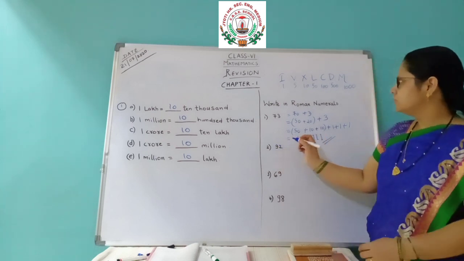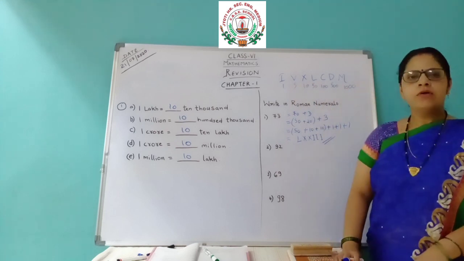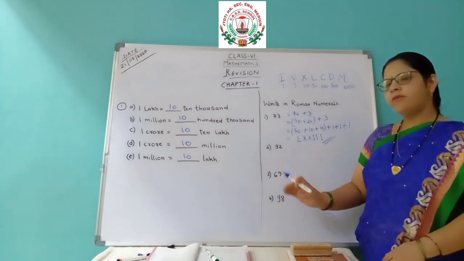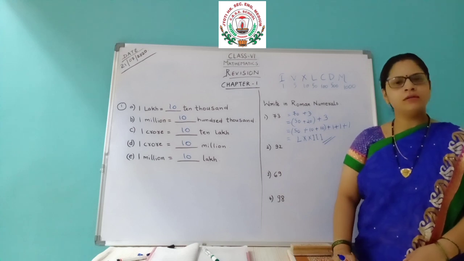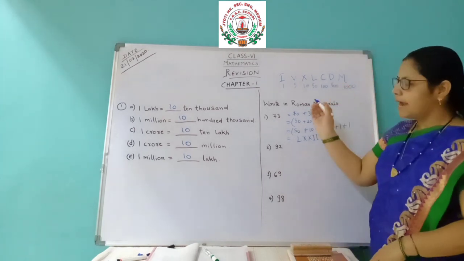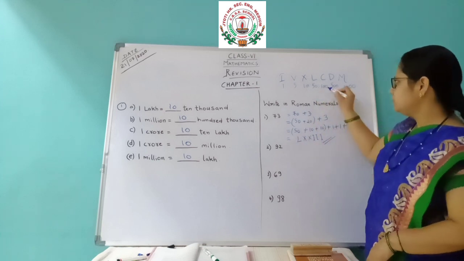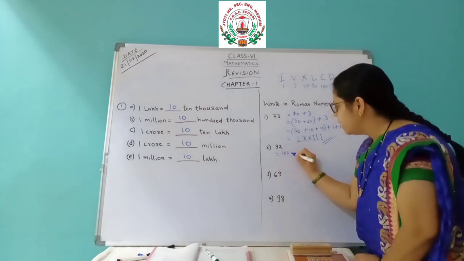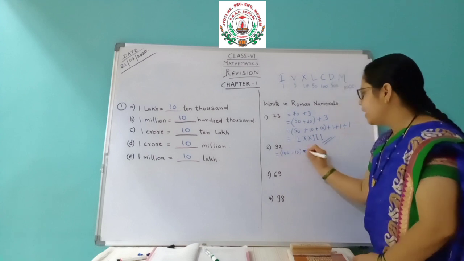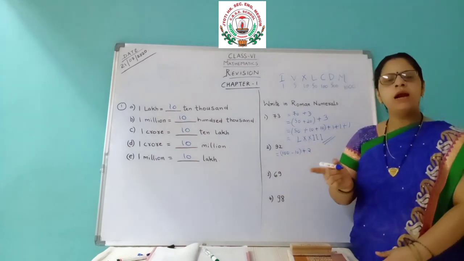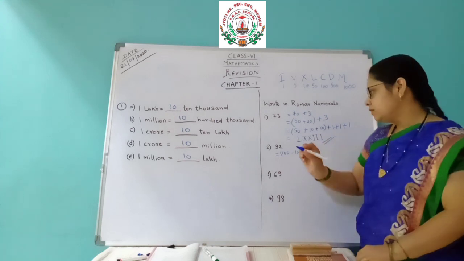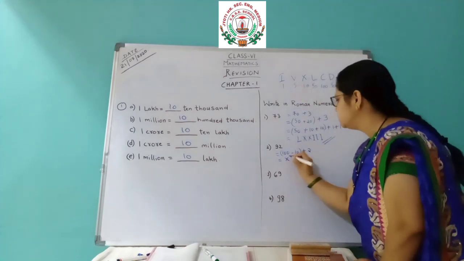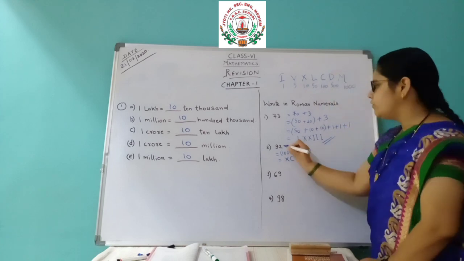Understood? Now 92. 90 directly we are not having. 50 plus 40 will give you 90, but we cannot repeat any alphabet 4 times. At the most we can repeat any alphabet only 3 times. So we can do minus also. For doing minus, 100 minus 10 will give you 90. So we write 100 minus 10, that is 90, and plus 2. For doing minus, we write that alphabet in the beginning, at the front side. So 10 means X and 100 means C. X, C will give you 90.